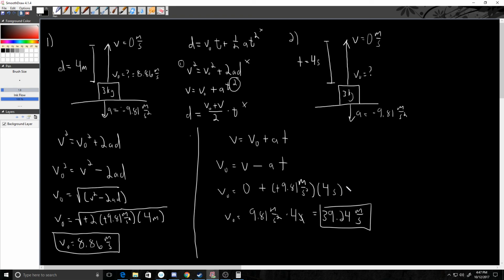So that's kinematic equations. I hope that helps out. Otherwise, good luck.